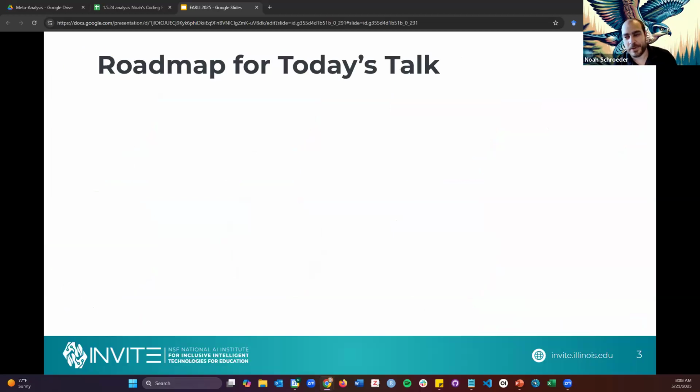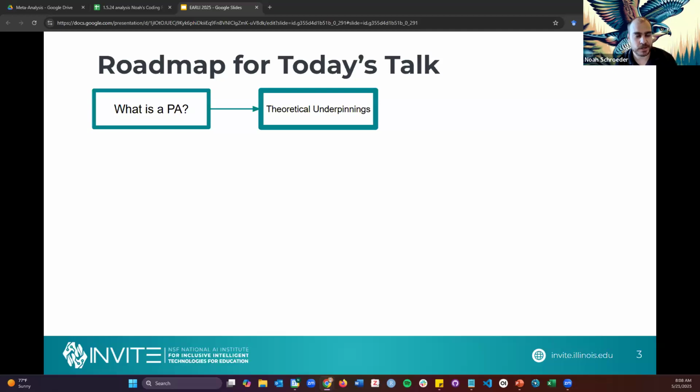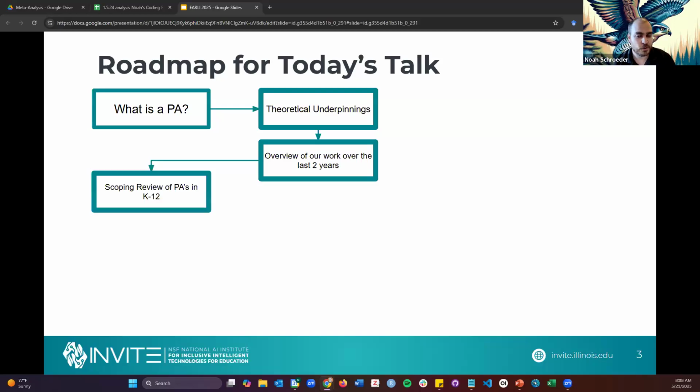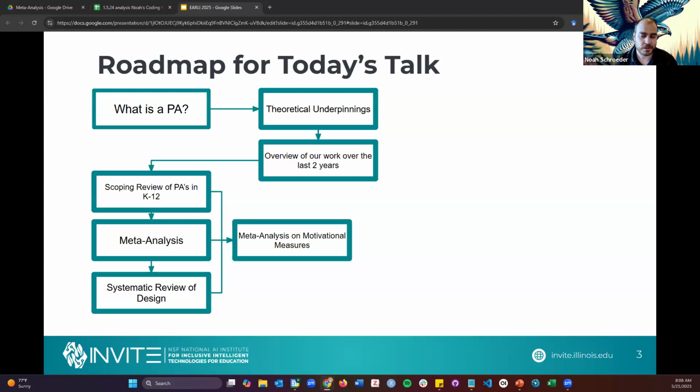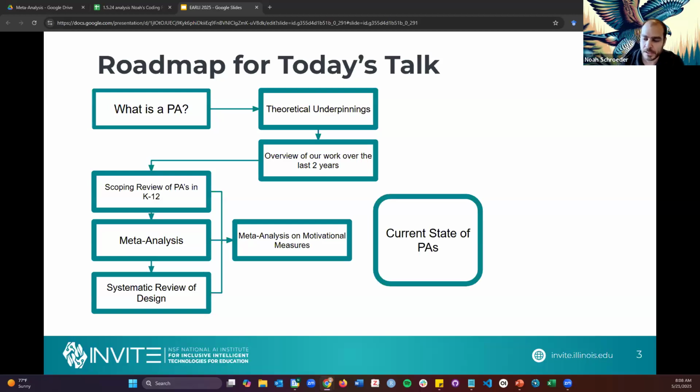So as a quick roadmap of where I will be going over the next 42 minutes and 15 seconds, hopefully, so I don't talk too much, we're going to really briefly talk about what a pedagogical agent is and the theoretical underpinnings of agents. We'll then move into a quick overview of what we've done over the last 2 years, which includes a scoping review of pedagogical agents in K-12 education, a meta-analysis, a systematic review looking at how to design pedagogical agents, and also a separate meta-analysis looking in depth at the motivational measures around pedagogical agents. And I'll talk more about why that needed to be separated in a little bit.